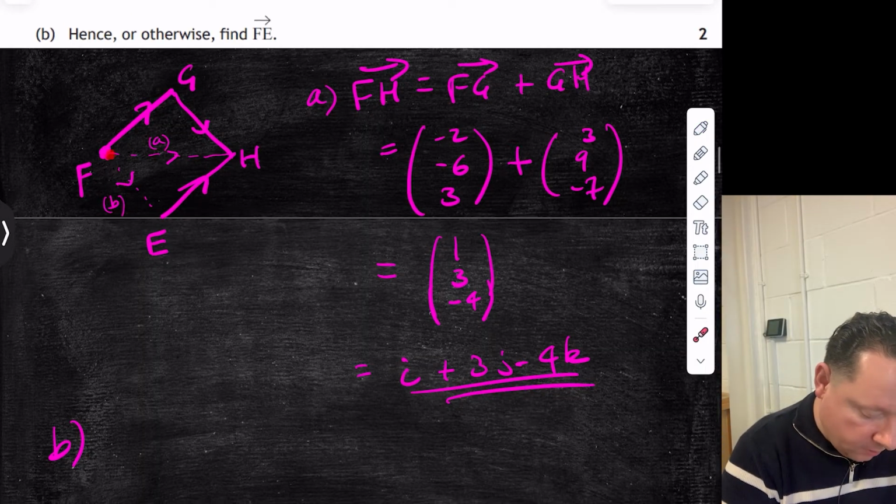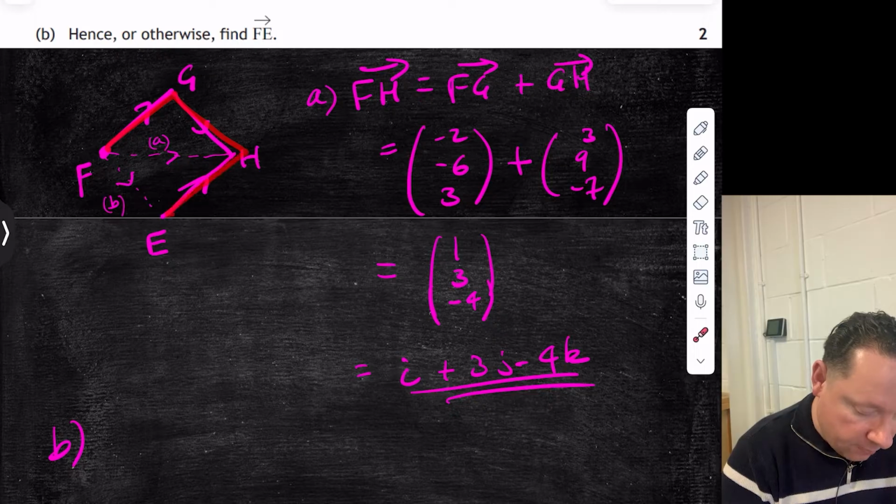Part B, find f to e. So we want to get from here to here. We can't go that way. So we can go any way we want, remember. So we can just go that to that and then that. But we might as well just go straight across now, because we know that. And then go down. So it's f to h plus h to e.